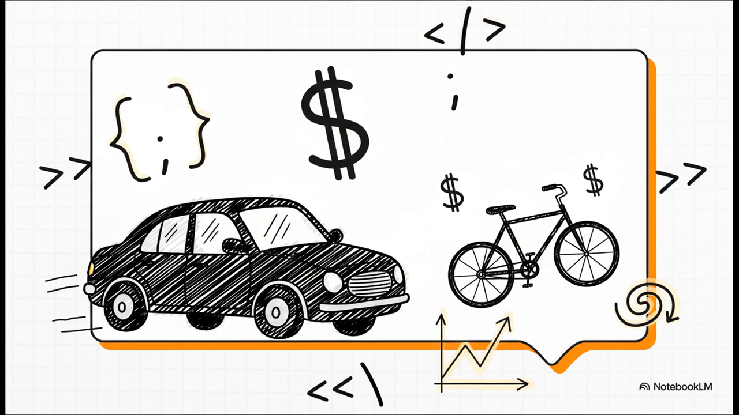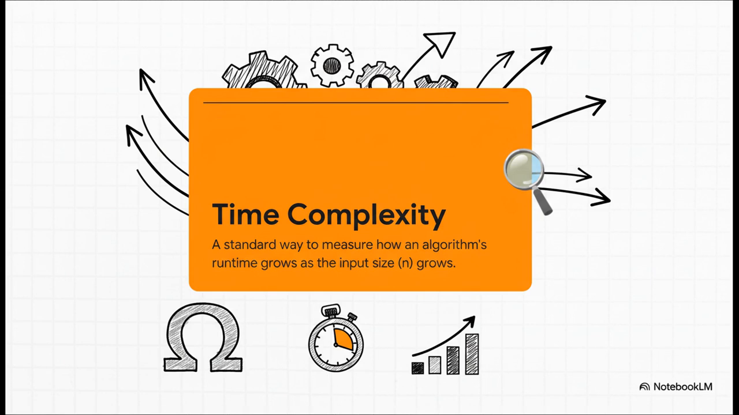It's a rounding error. When we analyze code, we do the exact same thing. We look for the most expensive, the most dominating part of the process, and we pretty much ignore all the little stuff. Now, this whole idea has a formal name. It's called time complexity. It's the standard way we describe how an algorithm's runtime grows as the amount of data we feed it gets bigger and bigger.